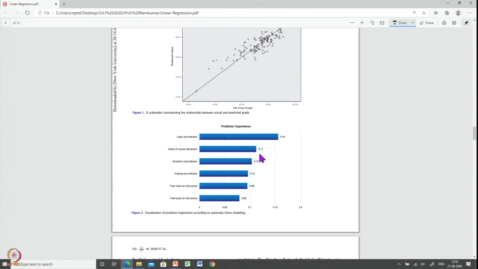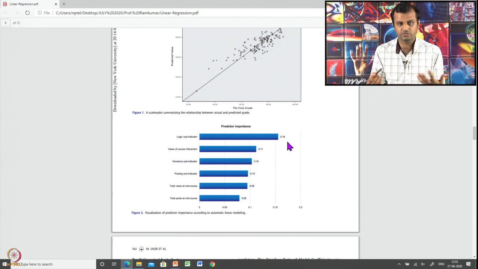See the weights 0.16, 0.1, and formative assessment is 0.10. So there is a weight for each of these variables, and the intercept is not given, and that is a problem. We do not know what the value is, but we do not want to interpret the intercept. We want to interpret only these values. So login is the strongest indicator of the performance in the end sem.